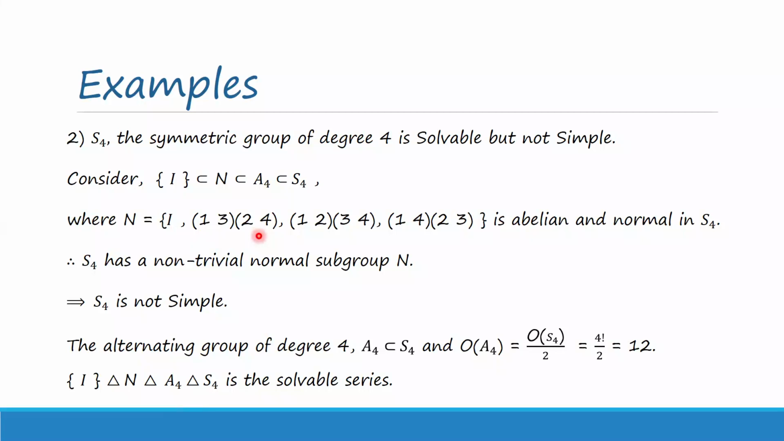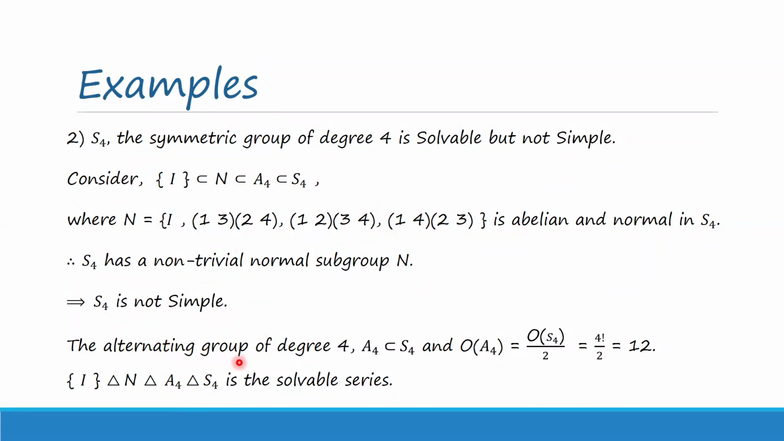a product of two cycles. Okay. (1 2)(3 4), once again a product of two cycles. And (1 4)(2 3), it is also a product of two cycles. And this N, if you check it, is abelian as well as normal in S4, right? So you have a non-trivial normal subgroup in S4, that is N. Therefore, S4 is not simple.